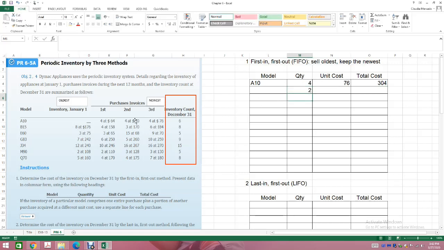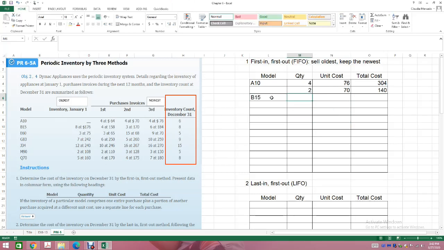My second newest is 4 at 70. I've got 4 available at $70, but I'm only needing 2 of those. So it'll be 2 at 70. These are the 6 I'm keeping for my A10. These are my newest units. I'm keeping 8. Now we're going to the next one.